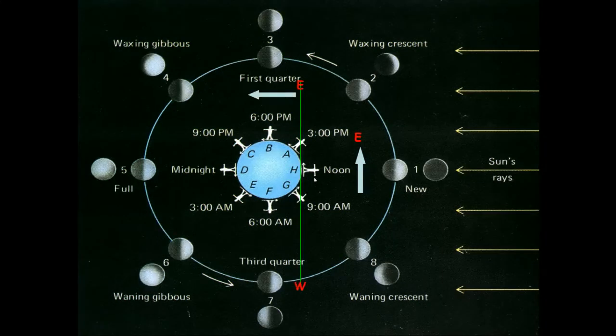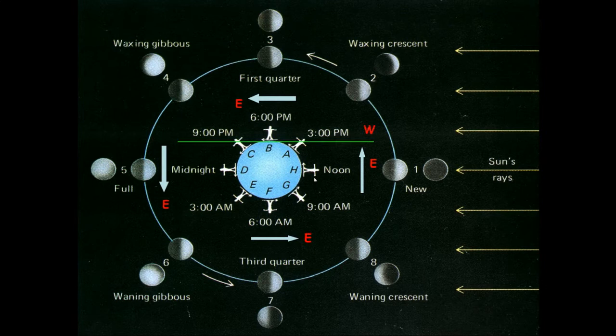So that's east, that's west, and that's how it's basically going to go around during the month. So that's for the new moon. How about if we want to do that for a first quarter?